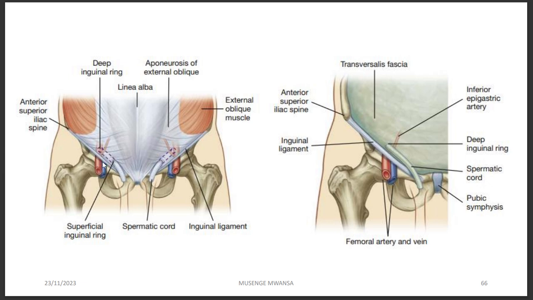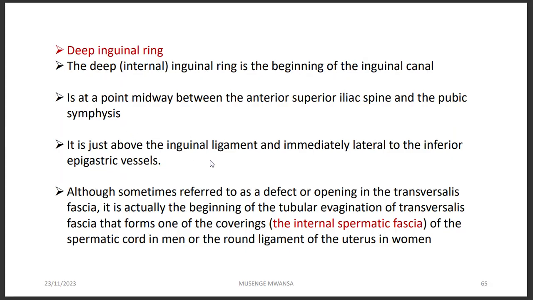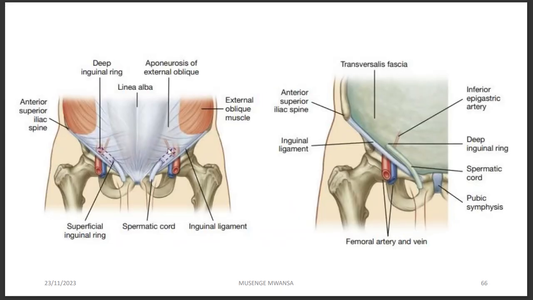These are what we are calling the epigastric vessels. You have got the epigastric artery, which is more lateral, and then you have got the epigastric vein. And we are saying this one will pass immediately lateral to the inferior epigastric vessels, just immediately lateral. Somewhere there, that is where the ring is. Please take note of that.